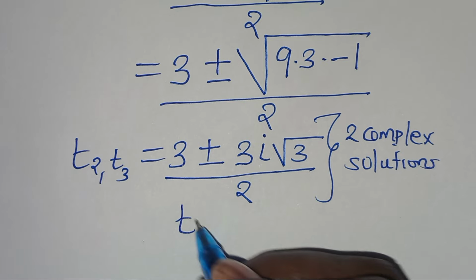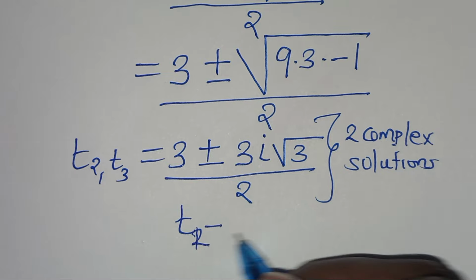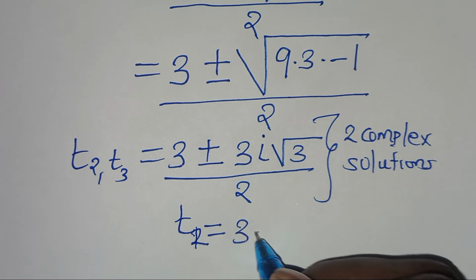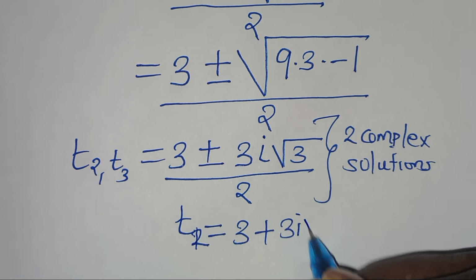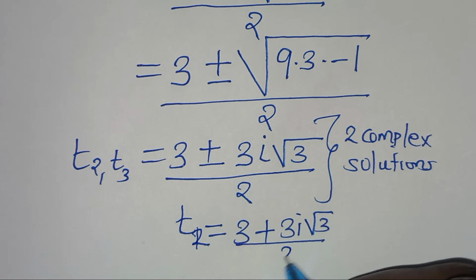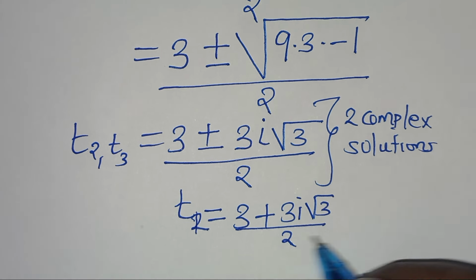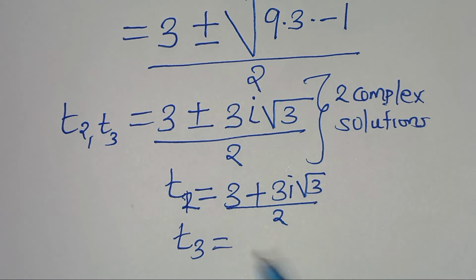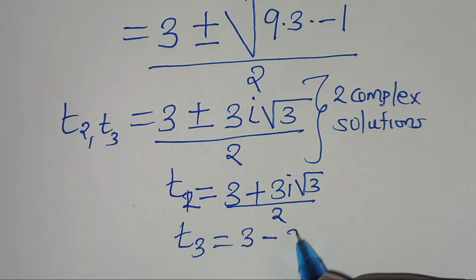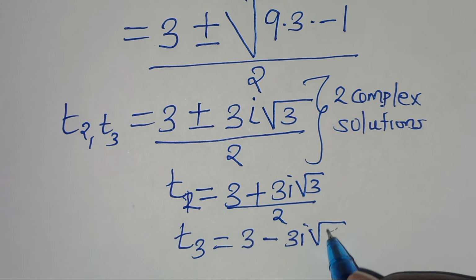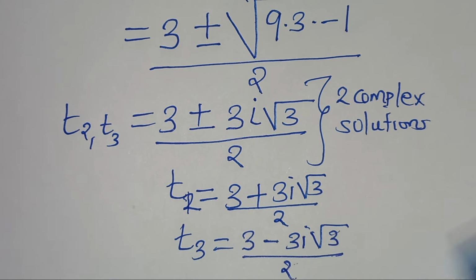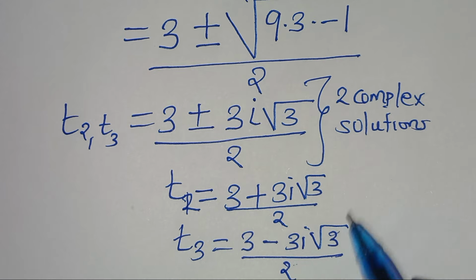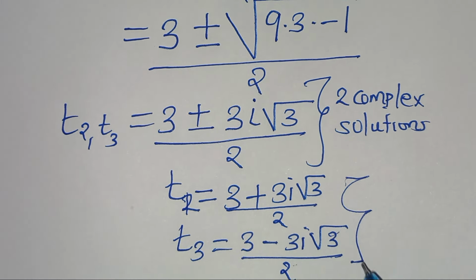That is t1, that is t2. This is equal to 3 plus 3i square root of 3 divided by 2. And we have that t3 is equal to 3 subtract 3i square root of 3, everything here divided by 2. So these are two complex solutions under case 1. So let's proceed to case 2 from here.